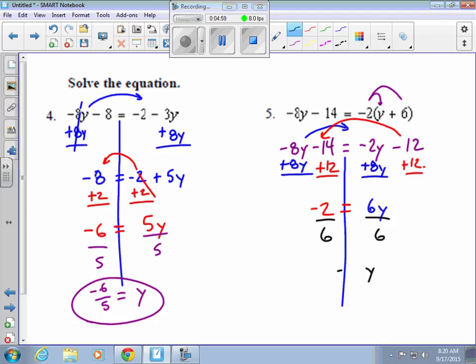y is equal to negative 2 over 6, which can be reduced since the number 2 goes into both of them. It goes into itself negative 1 time, and it goes into 6 3 times. So y is equal to negative 1/3.